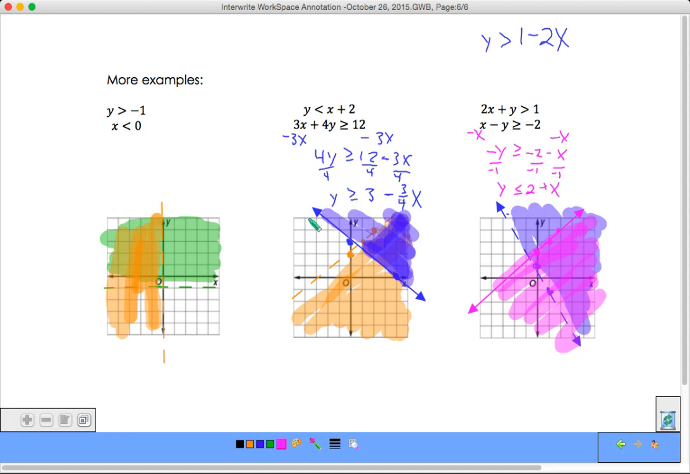And that is all there is to graphing a system of inequalities or determining if a point is a solution. Please let me know if I can help you in any way.